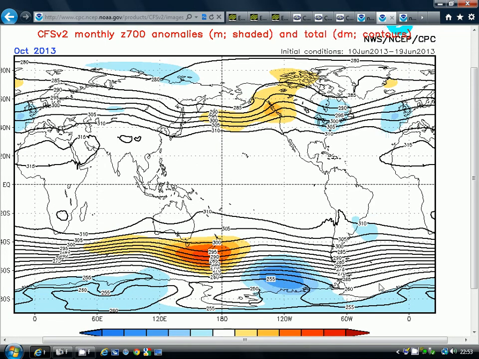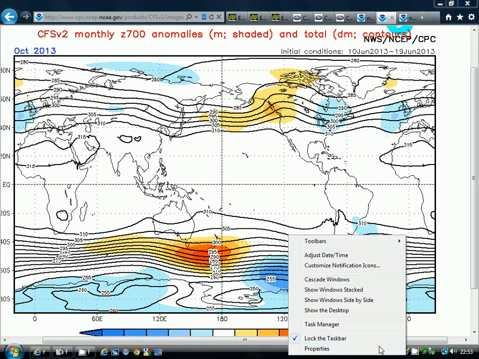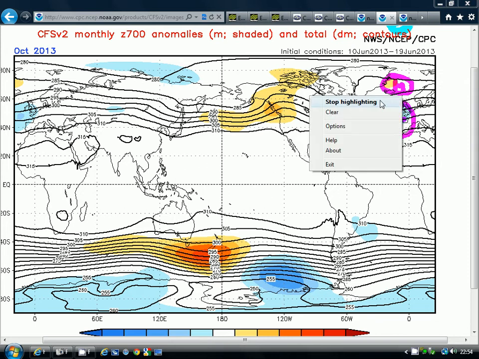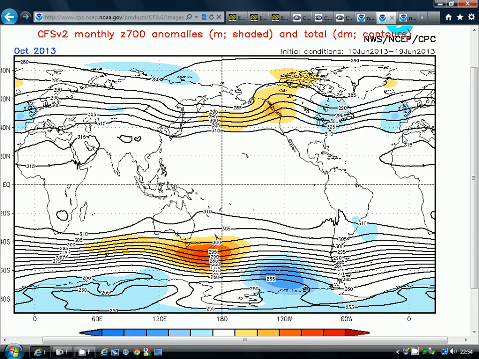For October, we've got a big area of below average heights sitting just around the British Isles, low pressure. High pressure is somewhere to the north of Iceland. So again, that's quite a cool signal for October, and potentially very unsettled as well, with that area of below average heights around the British Isles.